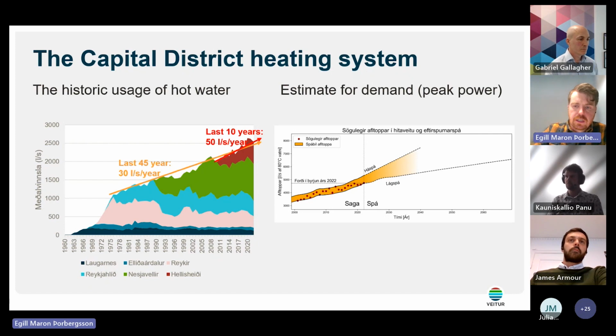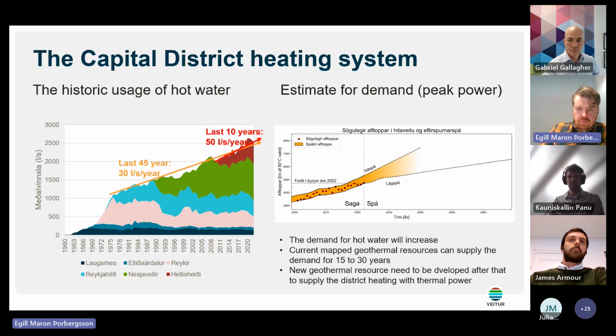And here on the right, we can see our forecast, low forecast and high forecast. We have been looking at the population forecast and also at the capital area municipalities' master plans in development of houses. As I say, the demand is always increasing, and we have been looking at where we will get more resources.